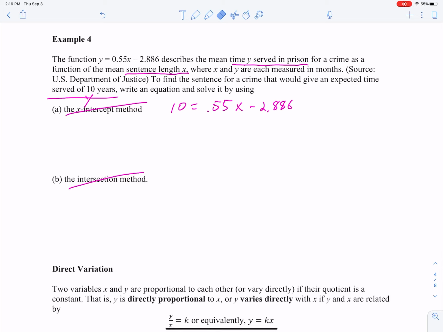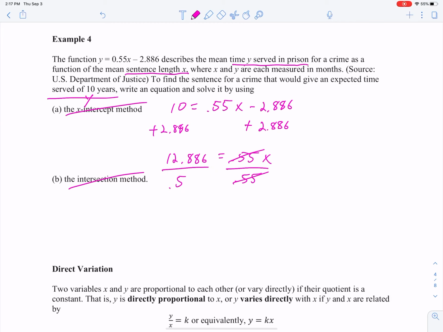Add 2.886 to both sides. All right, so we get 12.886 equals 0.55x. Of course, we're going to divide by 0.55 on both sides. Remember, whatever you do to one side, you must do to both sides. So we get an x on the right side there. And if you divide that in your calculator, I think you get something like 12.93.